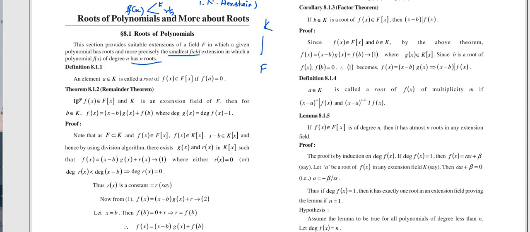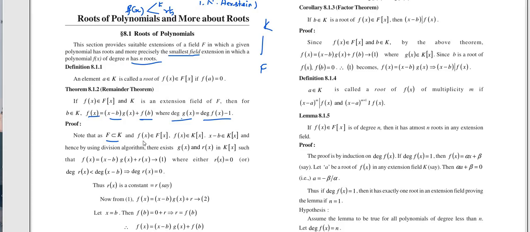Remainder theorem is the first theorem in the section, which states that if f(x) is in F[x] and K is an extension of F, then for b in K, we can write f(x) as (x minus b) times g(x) plus f(b), where degree of g(x) is equal to degree of f(x) minus 1. This is what we have to establish. Now, F is contained in K. K is an extension of F, so we have this.